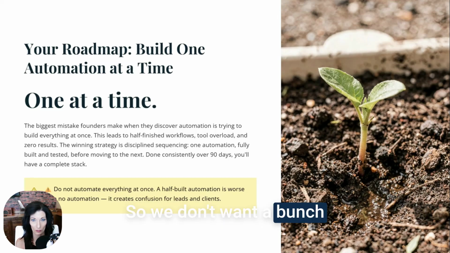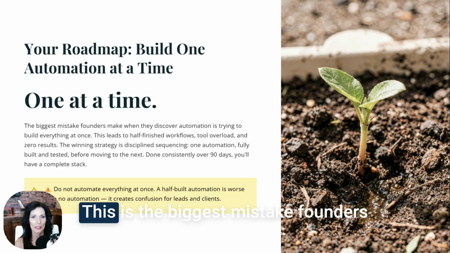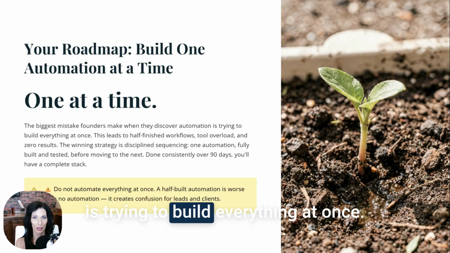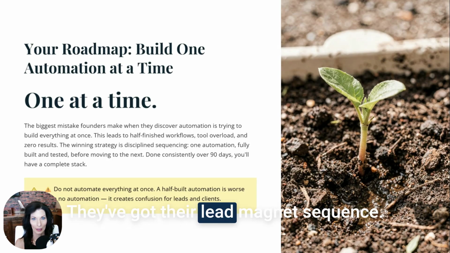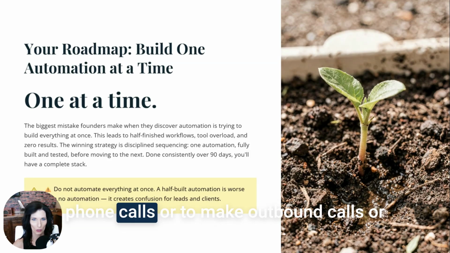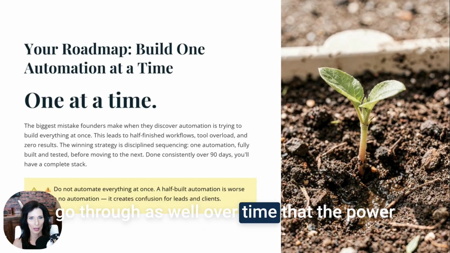We don't want a bunch of unfinished bridges here. We want to create one bridge at a time. This is the biggest mistake founders make: when they discover automation, they try to build everything at once. They've got their lead magnet sequence, their sales sequence, maybe they're setting up AI agents to answer phone calls or to make outbound calls. There are lots of different things that we'll go through over time.